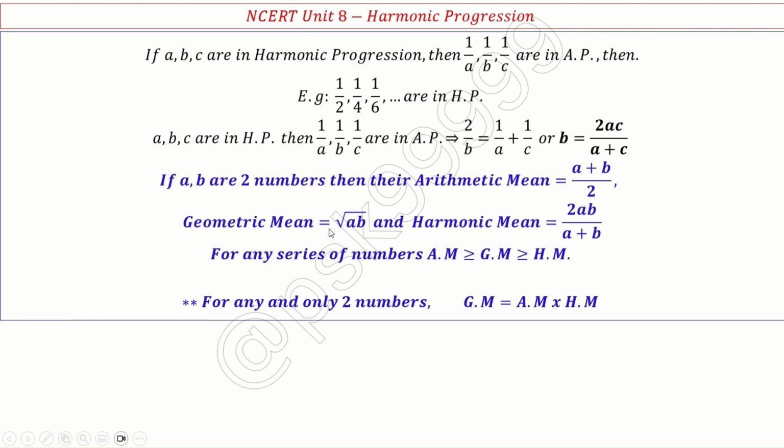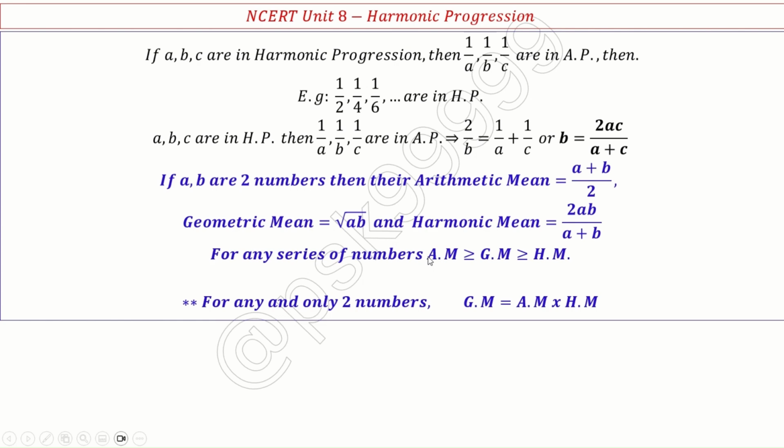Now to understand means, if A and B are two numbers, then the arithmetic mean is A plus B by 2. Geometric mean is square root of AB. Harmonic mean is 2AB by A plus B. For any positive numbers, arithmetic mean is always greater than or equal to geometric mean, and geometric mean is always greater than or equal to harmonic mean. Remember this, the most important inequality rule. Equality is applicable only if all the numbers are the same, if A equal to B, or A equal to B equal to C.